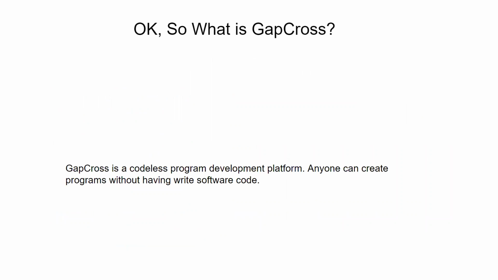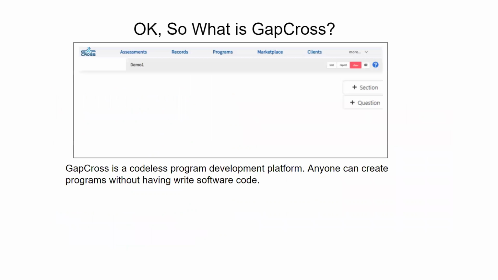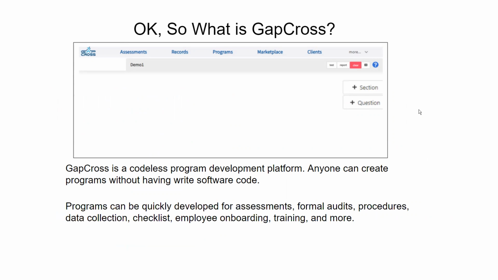GapCross is a codeless program development platform. This means anyone can create programs without having to write software code. So when I go in and start a new program, it's blank, but there is a button for adding sections and a button for adding questions to those sections. Programs can be quickly developed for assessments, formal audits, procedures, data collection, checklists, employee onboarding, training, and many more. Like a spreadsheet, GapCross is open to your creativity.